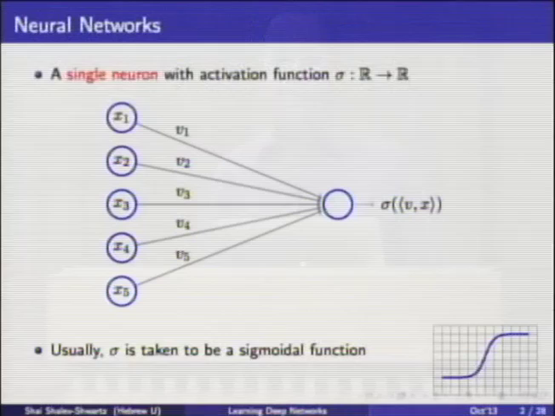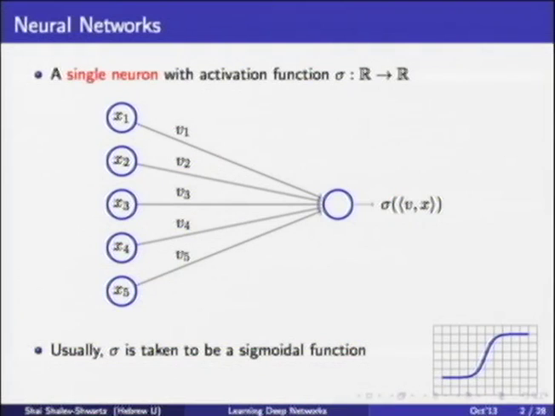Now it works. So quickly, what are neural networks? Let's start with a single neuron. A single neuron has inputs, in this picture, five features. And then it has weights, V1 to V5. Then we just take the inner product between V and X. And this gives us a scalar. And we pass this scalar through an activation function, sigma, which is a function from R to R. Usually, it is a sigmoidal function, like here.